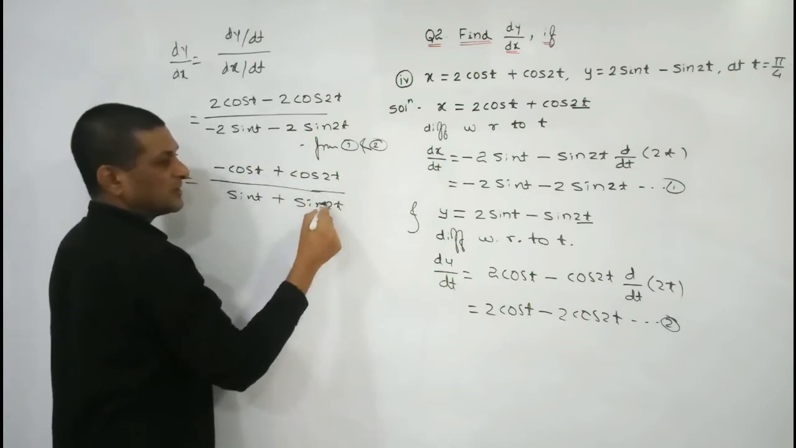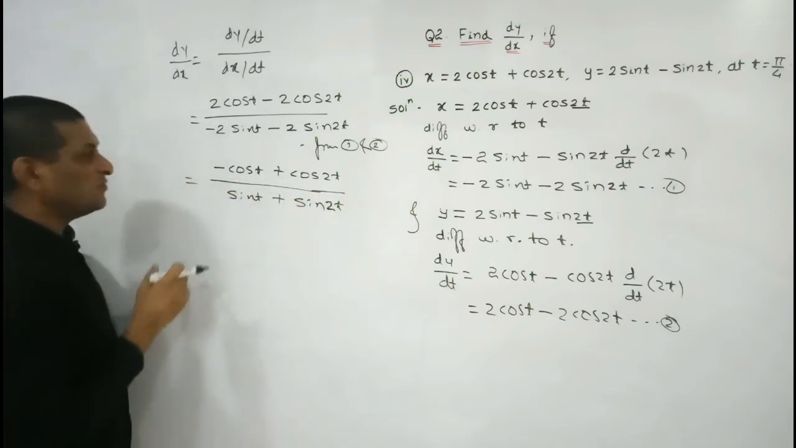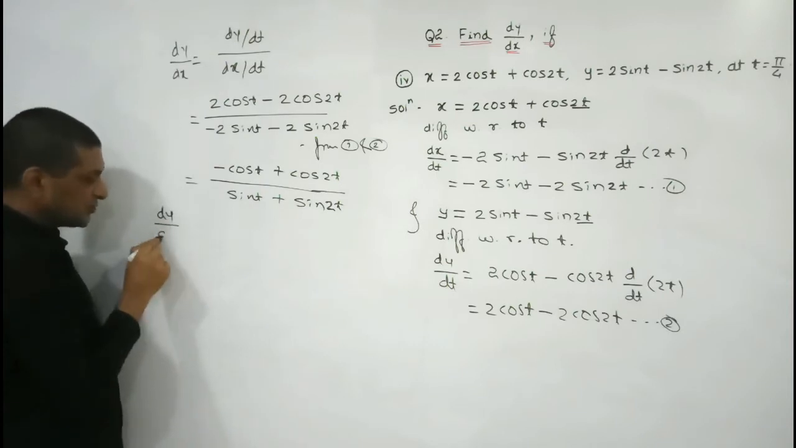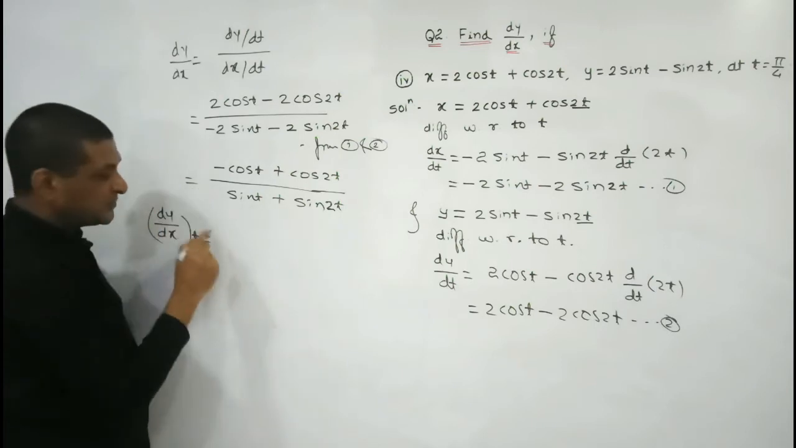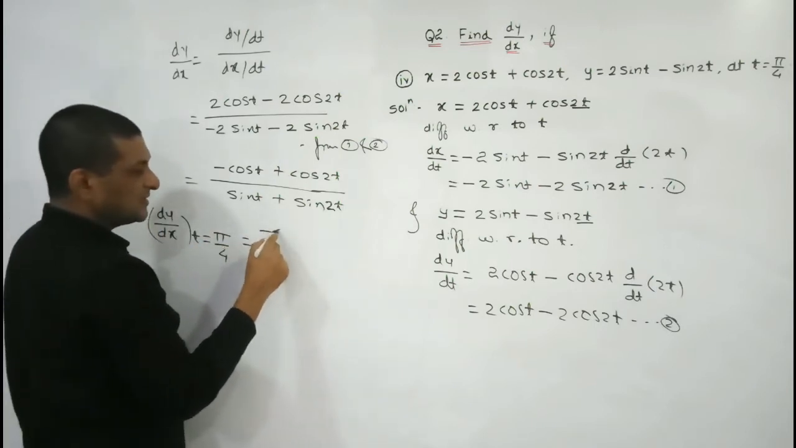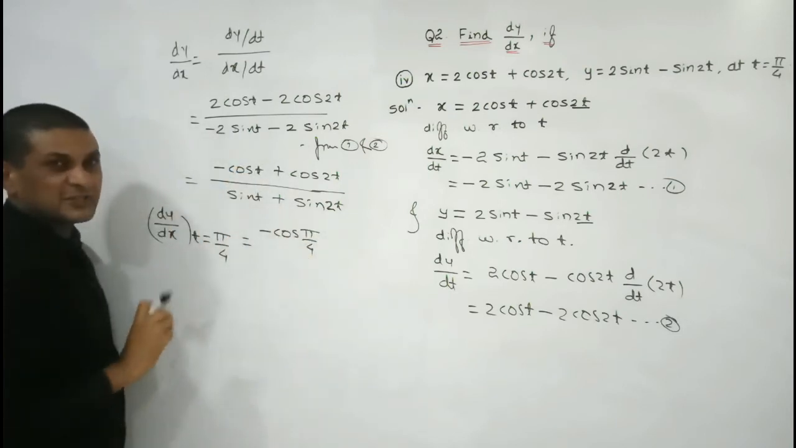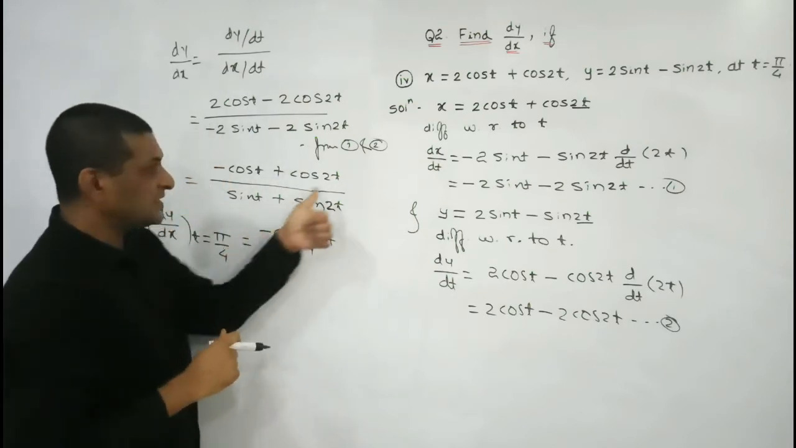Just simply divide the numerator and denominator by minus 2. Now the value of dy upon dx is known to us, but the question is to find the value of dy by dx at t equal to pi by 4, which is equal to minus cos pi by 4. Just simply replace t by its value pi by 4, and keep the rest as it is. Again I am replacing t by pi by 4.